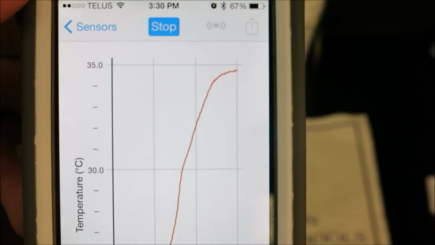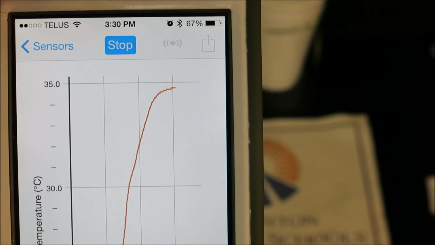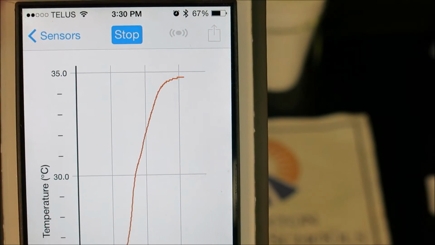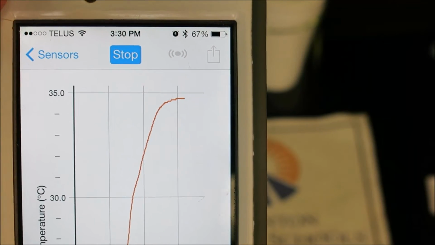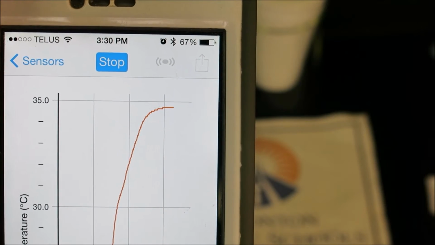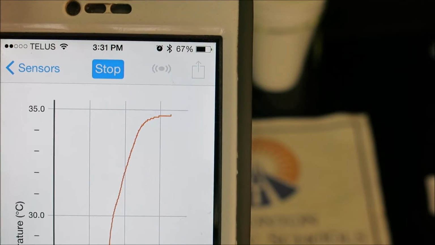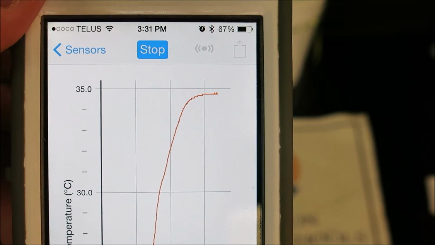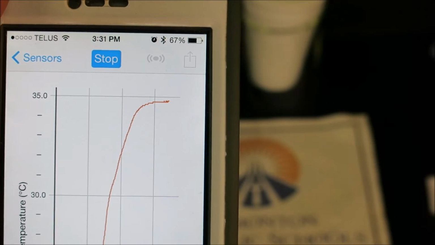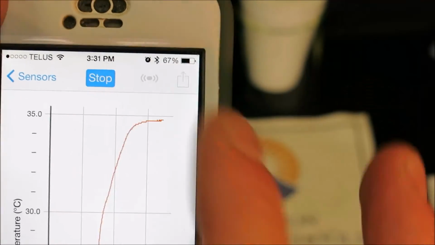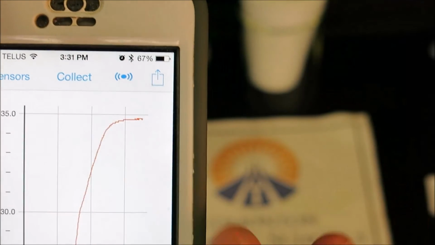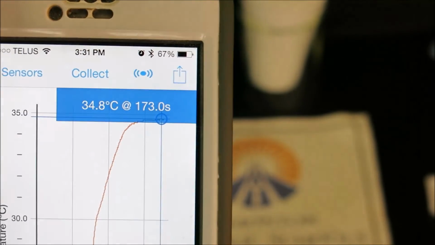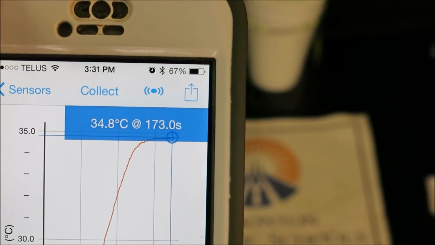Once it does plateau, and of course now in the colder room temperature it will begin to descend, that is going to be considered our maximum achieved temperature, just slightly under 35 degrees. So we can stop, and we can get our maximum temperature to be 34.8 degrees Celsius.